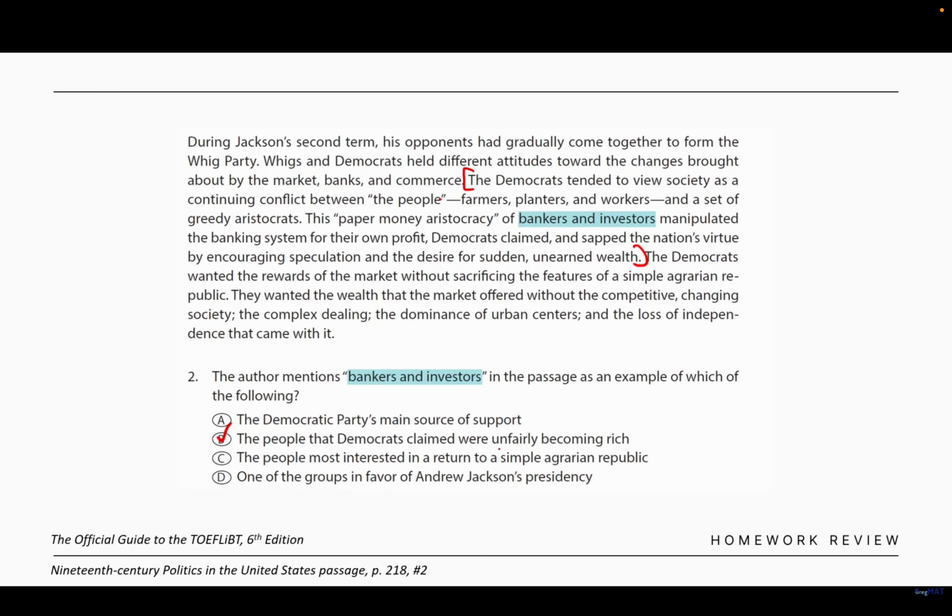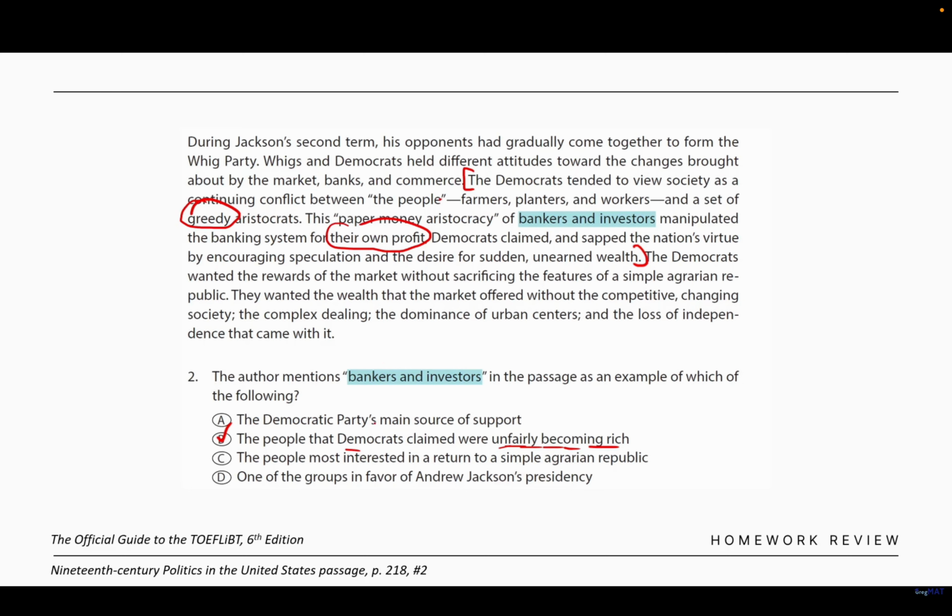Where in the passage does it say unfairly becoming rich? Unfairly. Manipulated the banking system for their own profit. Yep, definitely right there. Their own profit, 100%. How about this one? Greedy as well, right? Greedy. Okay. Yes, sir. Where does it say the Democrats didn't like these people?